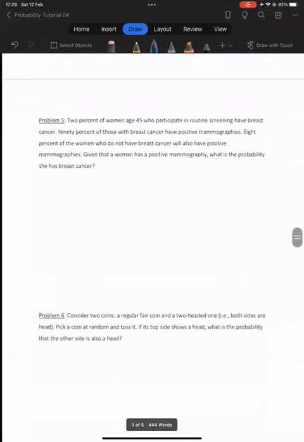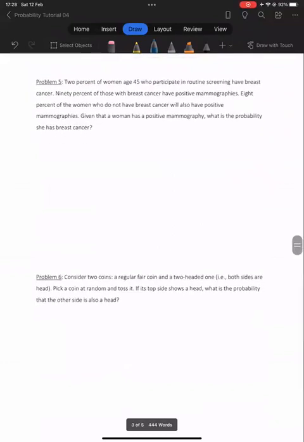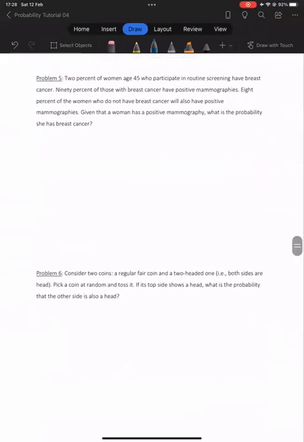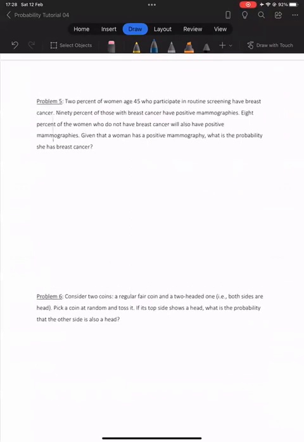Moving on to the next question. 2% of women age 45 who participate in routine screening have breast cancer. Okay, so probability of having breast cancer is, let's do C. Probability of cancer is 0.02, which is 2%.